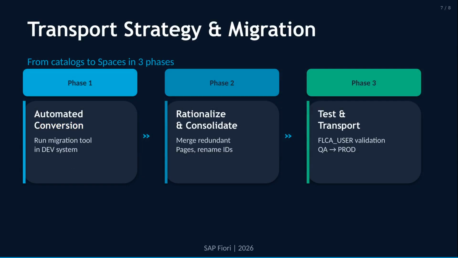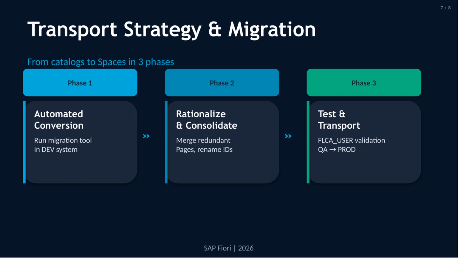Transporting spaces and pages follows the same transport layer you already know, but the objects are different. Instead of catalog and group customizing, you are now transporting SAP Fiori as customizing objects through your landscape. The recommended approach is to use transport requests from FLPCA, not manual SE10 exports. Each space and page gets its own transport entry, so you can move them independently.